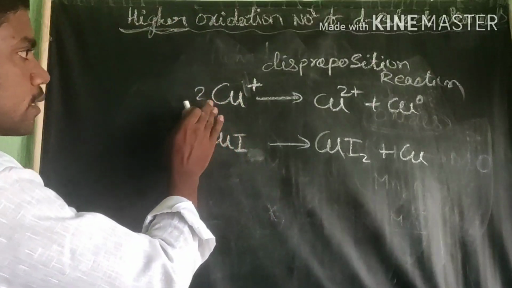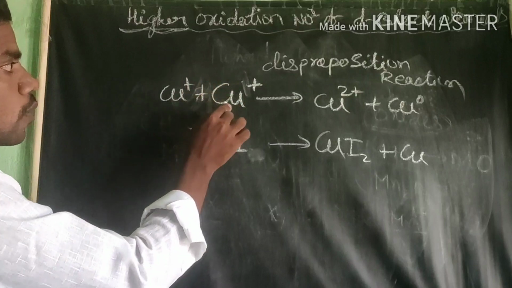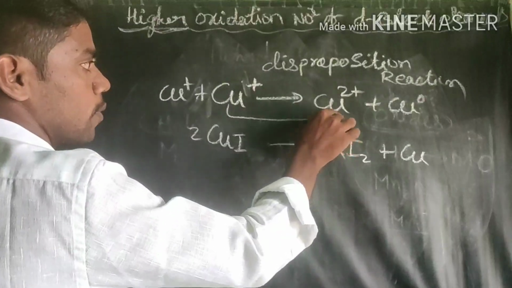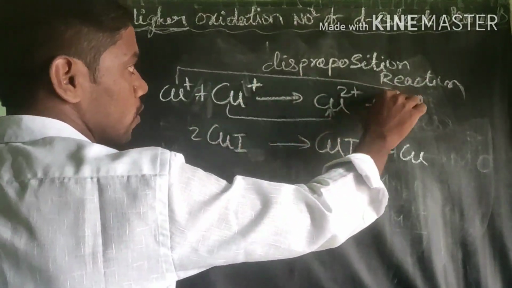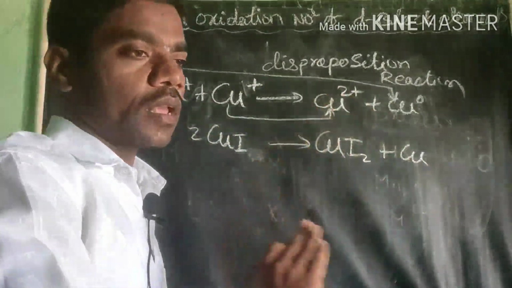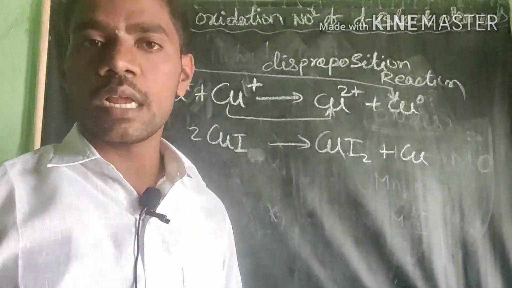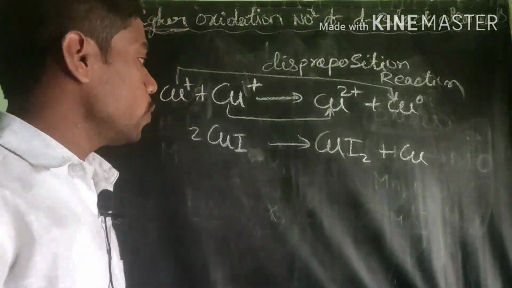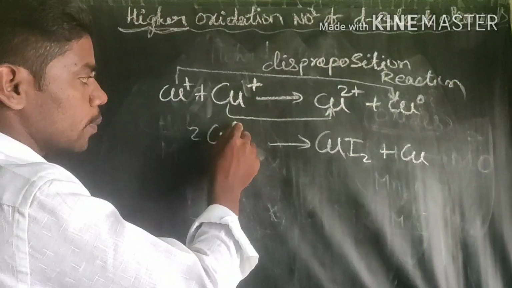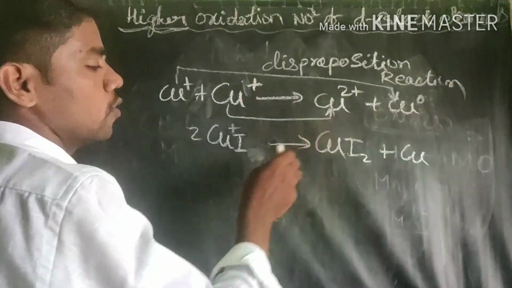Here 2 coppers are there, 2 copper plus are there. One is changing from copper 1 to copper 2 plus, and the other from copper 1 to 0. Therefore, this is called a self redox reaction. Therefore, they are called disproportionation reactions. In this, copper +1 oxidation state changes to copper 2 plus and copper 0.